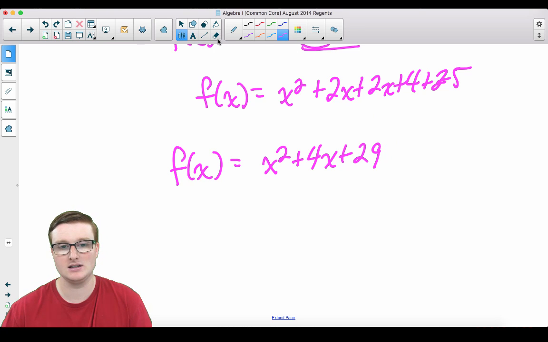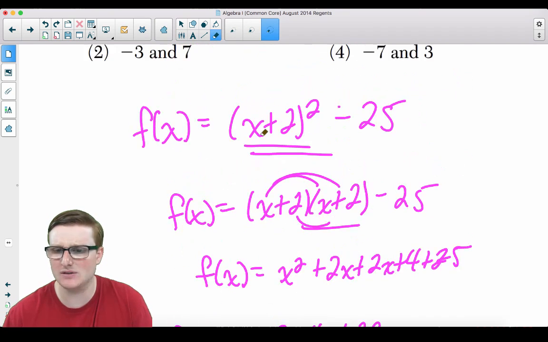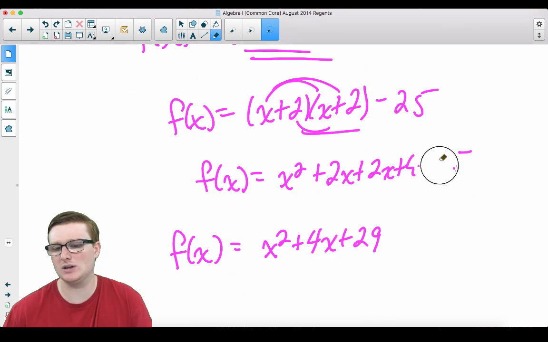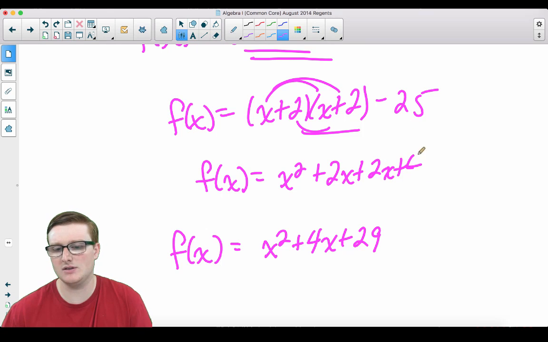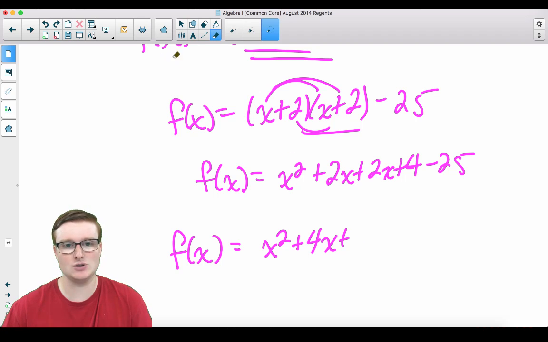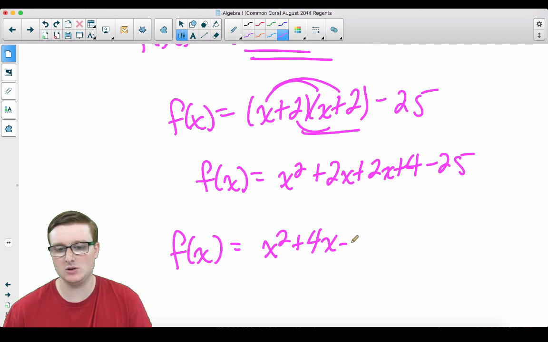No, I'm sorry. Wait a minute. Is that positive 25 or negative 25? My apologies. That's negative 25, folks. Negative 25. So that is going to be negative 21. Negative 21. There we go.